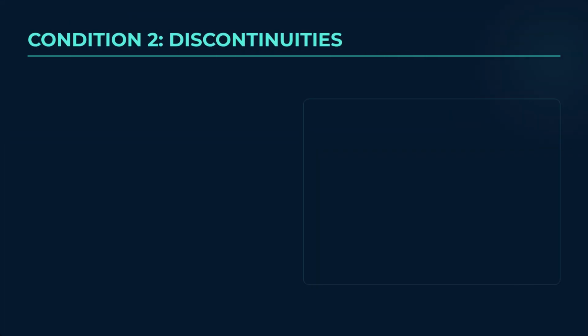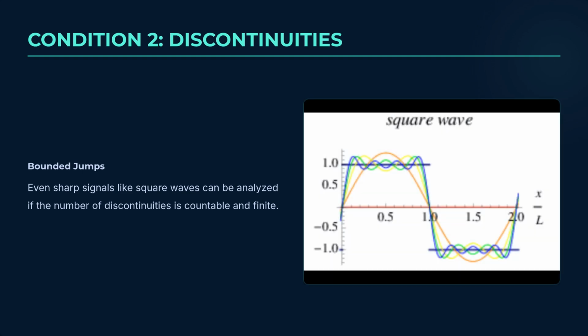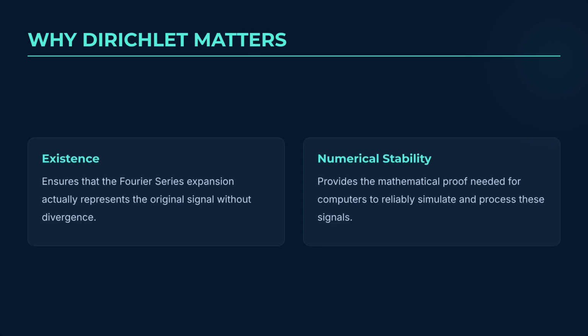Condition 2, finite discontinuities, allows sharp signals like square waves to be analyzed, provided the jumps are countable and finite. Here we see a square wave approximated by a sum of sine waves. Dirichlet conditions are critical. They ensure the existence of the series, confirming that the Fourier expansion actually represents the original signal without divergence. They also provide numerical stability for computer simulations.